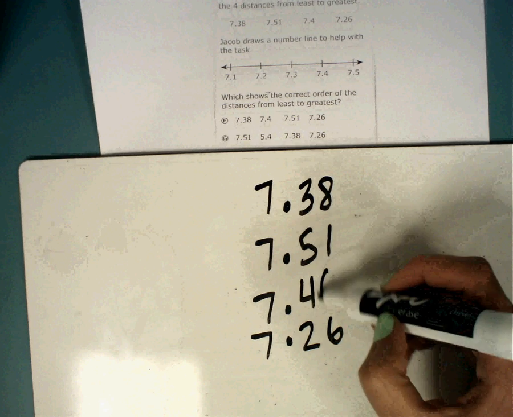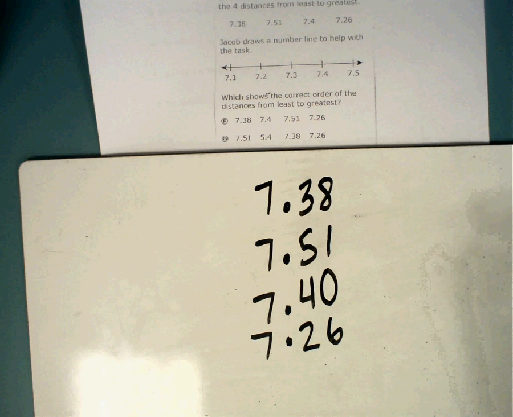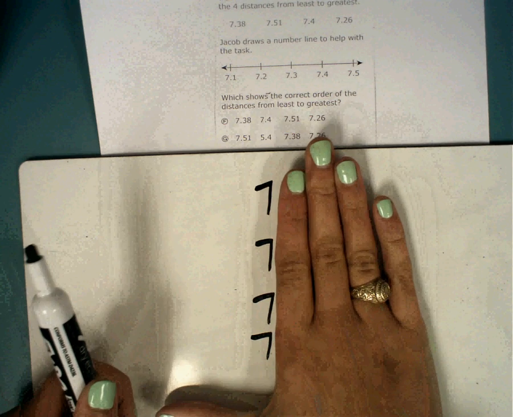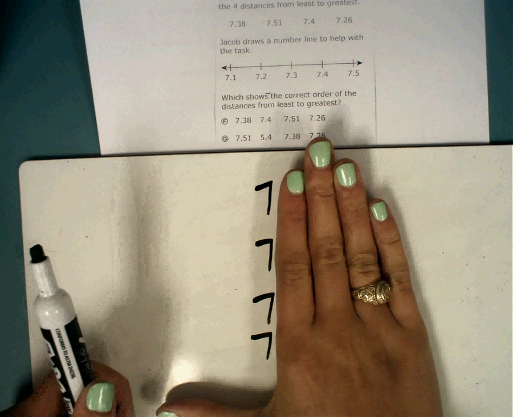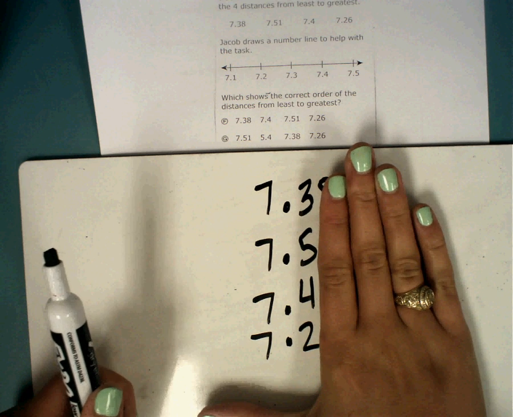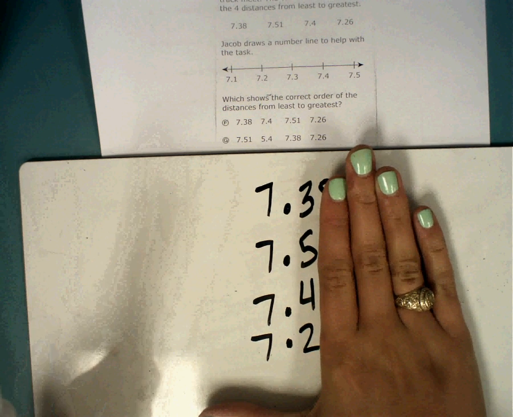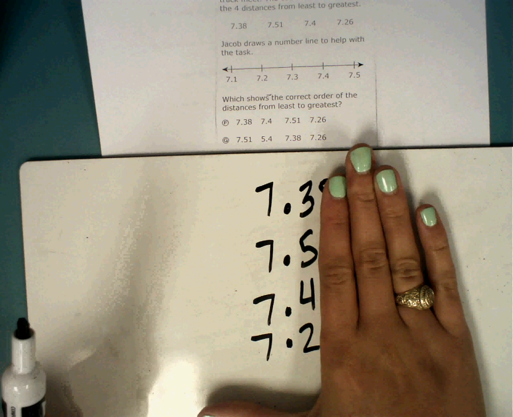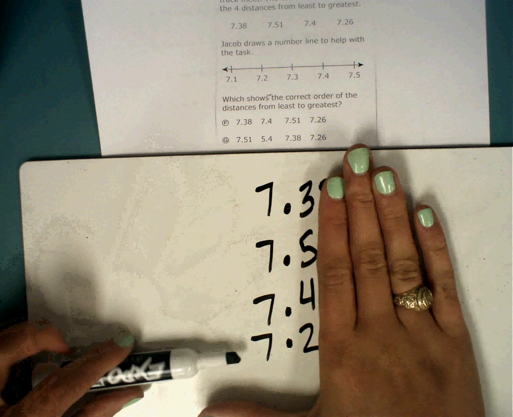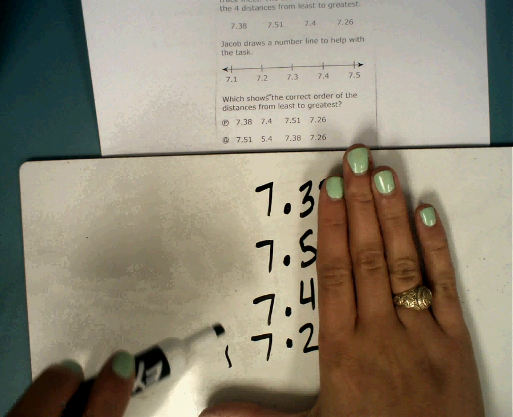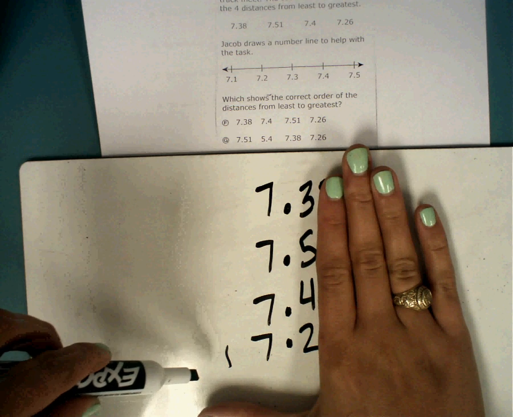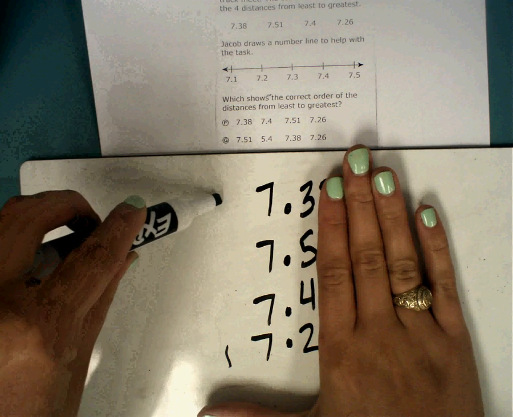Okay, so now we cover and check. Same or different? Same. Same or different? Whoa, different. What am I ordering from? Least to greatest or greatest to least? Least to greatest. So I need to say that this is the least. So 2, and then what's the next biggest? 3, so that's the second. And then 4, and then 5.